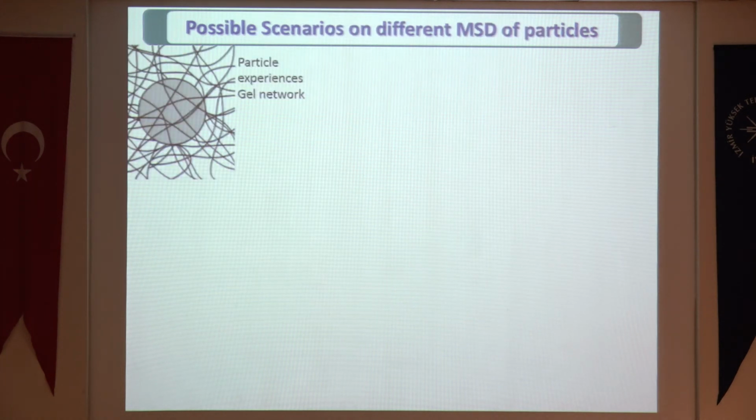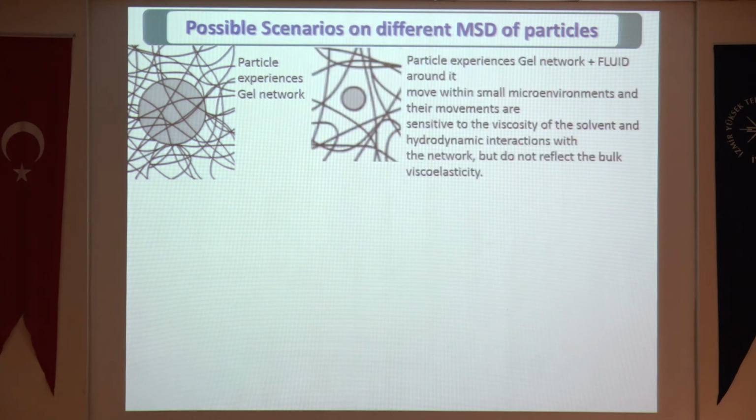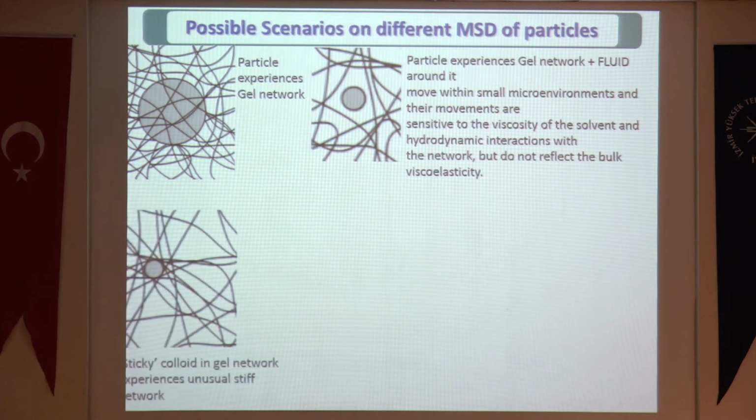what can happen is this: in this scenario, particles experience the gel network, which is what we want, to measure the bulk viscosity. But once you change the concentration of the gel, if the particles are not attached to the fiber network, they are experiencing a microenvironment. They are experiencing more fluid rather than gel. That's one downside of it. The hydrodynamic interactions are taking place, so this doesn't reflect the bulk viscoelasticity.